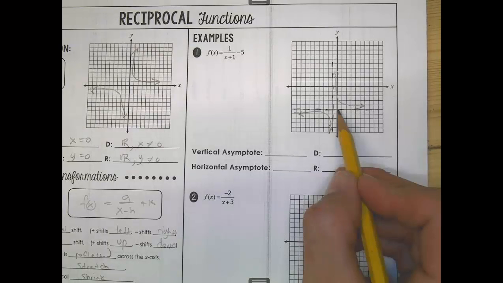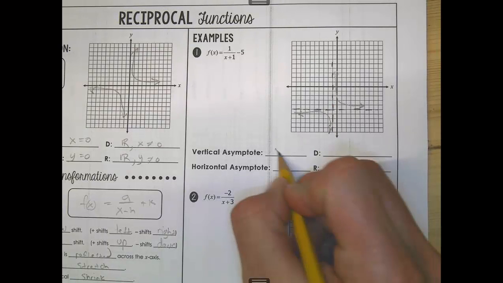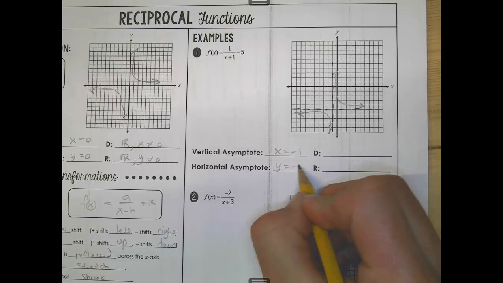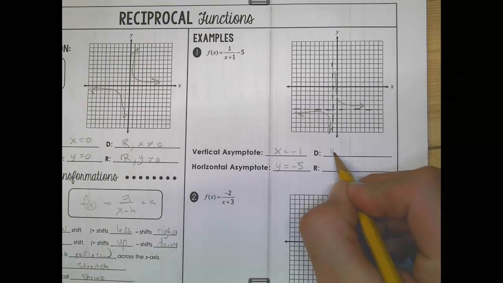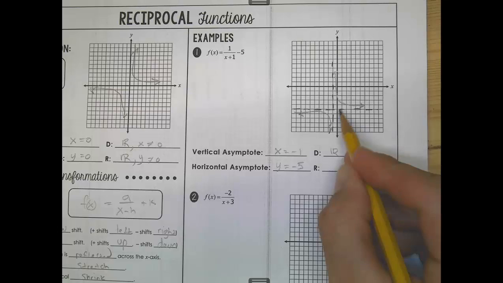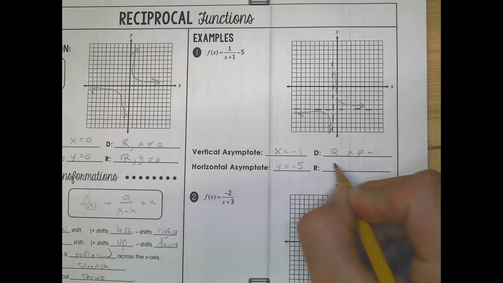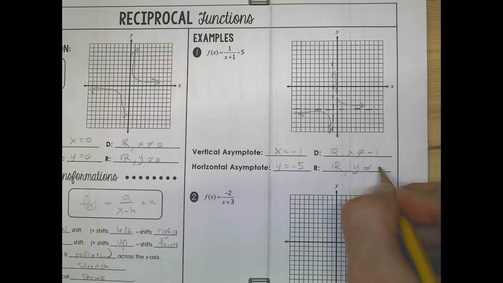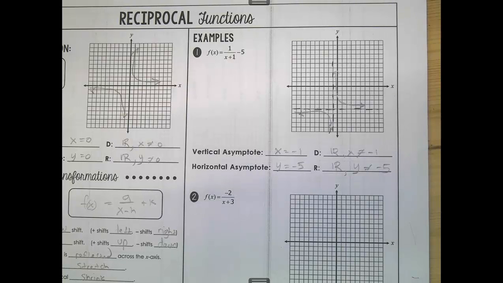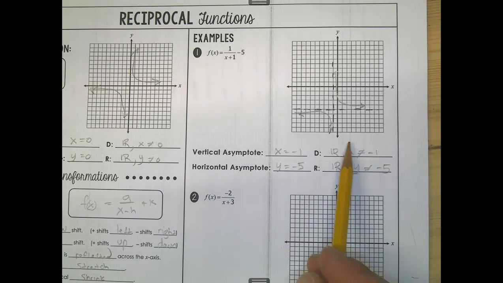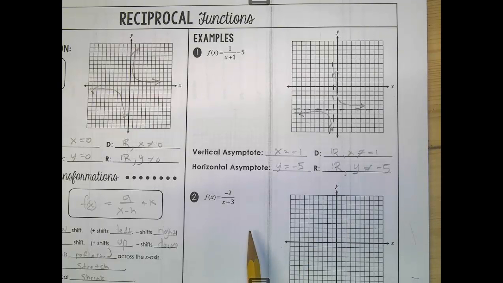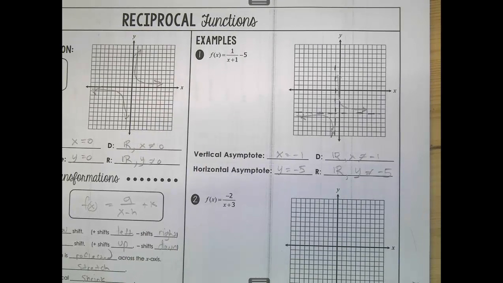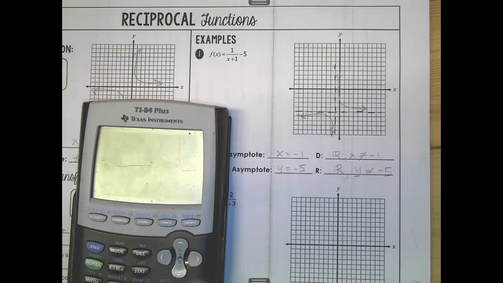Our vertical asymptote is the line x equals -1. Our horizontal asymptote is the line y equals -5. So the domain is all real numbers, except x cannot be one number, and that number is -1. For the range, it's all real numbers, y cannot be one number, and that number is -5. We'll do a few more of these in a second for extra practice. There is another one here you can try, but obviously the homework is going to be many, many more just like this.